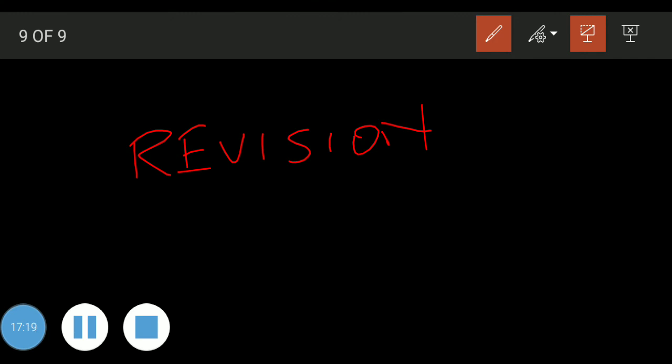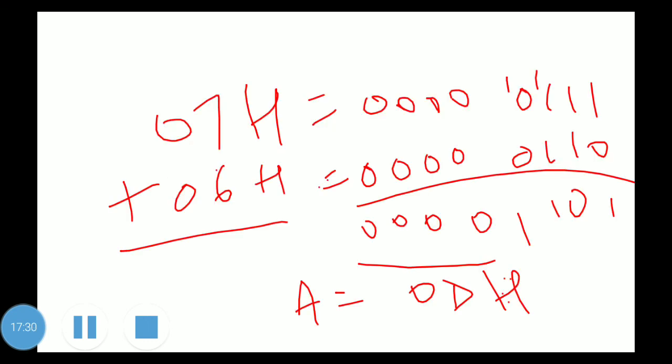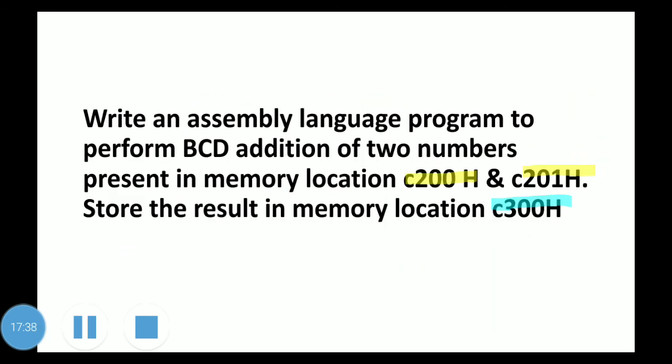Okay students, let us take a quick revision. We started the video with BCD programs. What is BCD? That is binary coded decimal. Which instruction is responsible for BCD? That is DAA. We have studied the rule. After that we took some example programs. We took two locations C200 and C201 and we stored the result in C300.